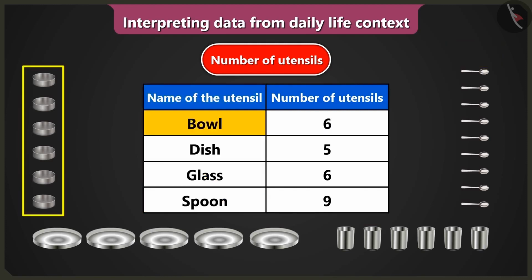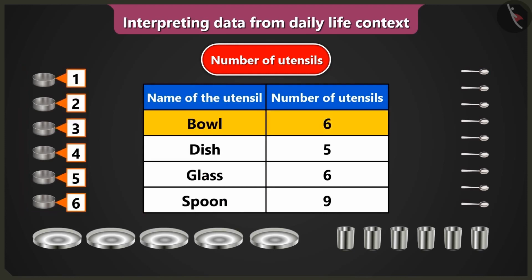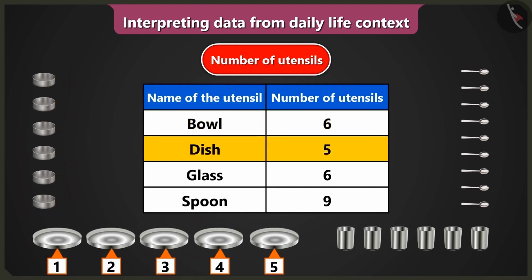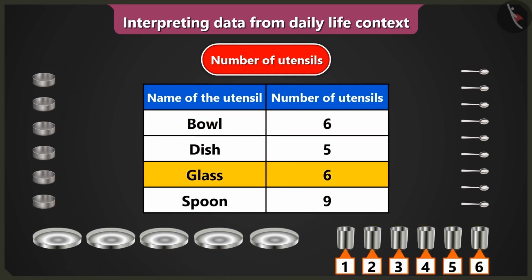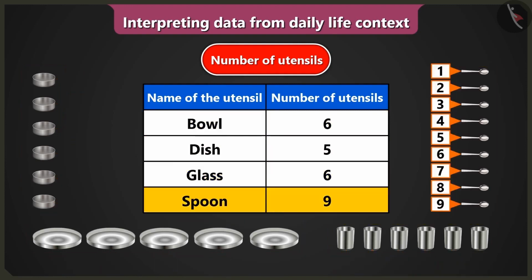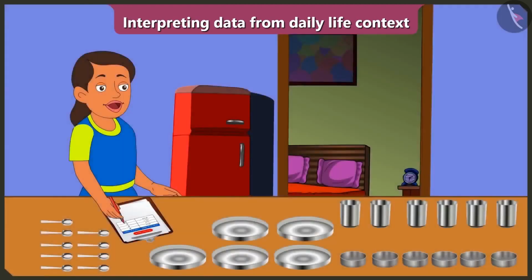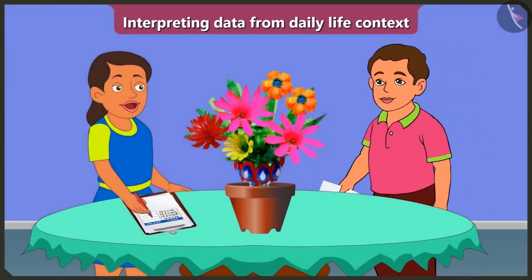Here the number of bowls is 6. The number of dishes are 5. The number of glasses are 6. And the number of spoons are 9. I have interpreted the data about the number of utensils from this table. Now let's see the second example.